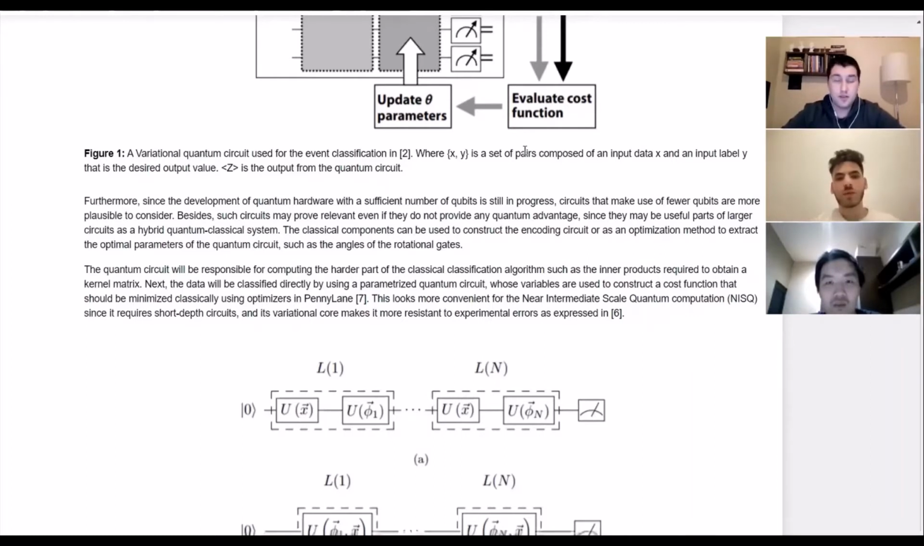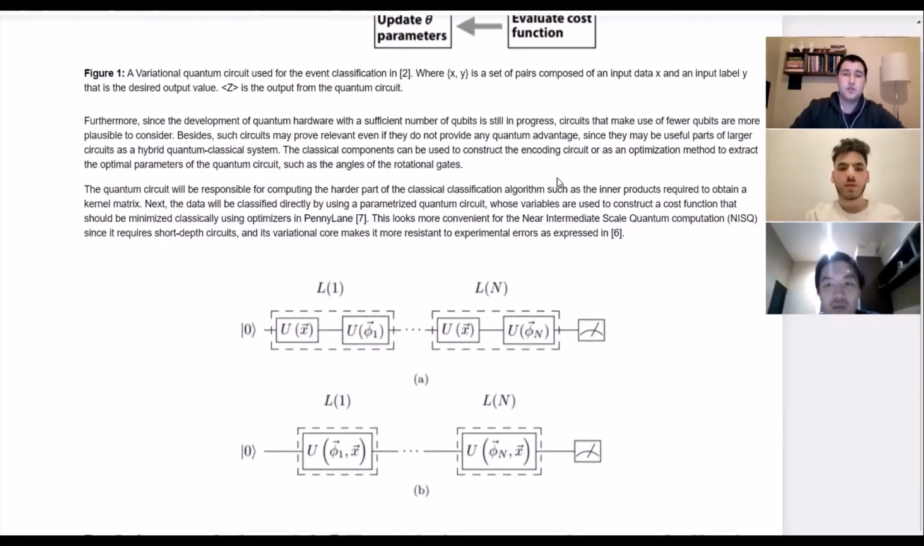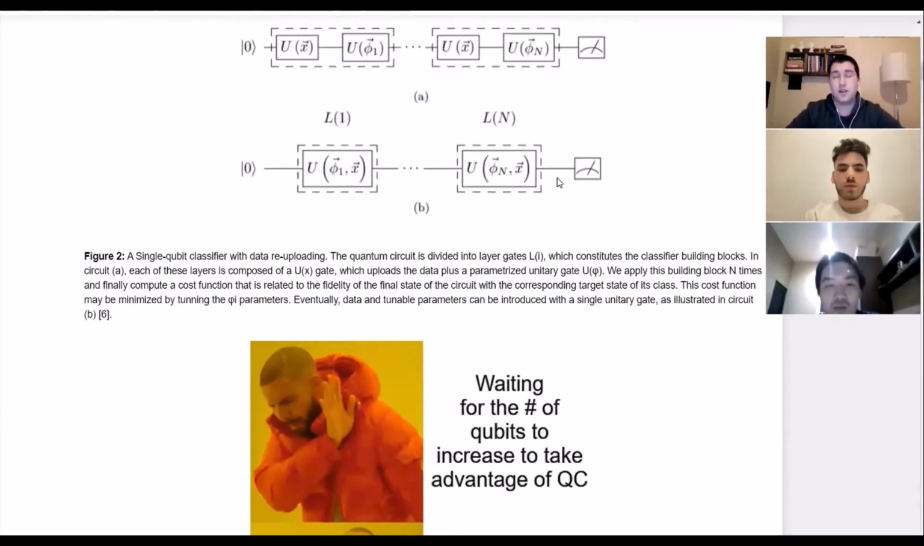Of course, this cannot be used only for one single qubit, but also for multiple qubits. And this is what we try to use: this variational quantum circuit as a universal quantum classifier, to classify the data we obtained from the data set called SUSY.